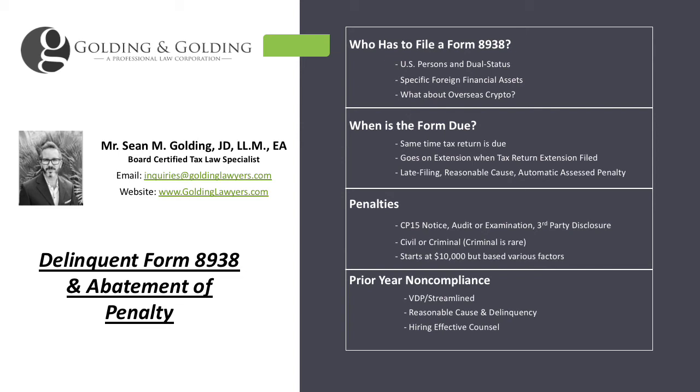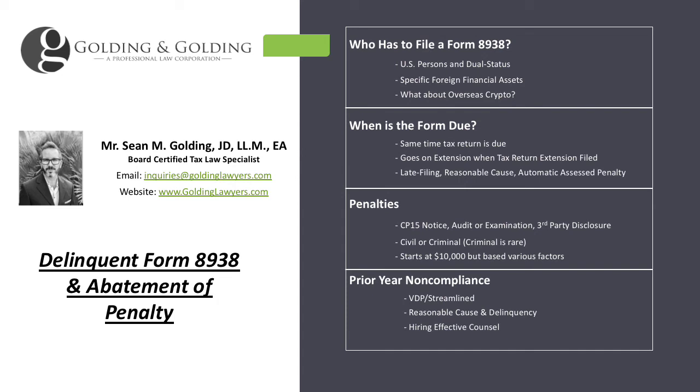Oftentimes a taxpayer will approach us because they didn't file the 8938. They go back to their accountant or their CPA and they just file an 8938 without providing sufficient reasonable cause or without any statement, which is almost a recipe for disaster. So what happens next, right? Oftentimes a taxpayer will contact us because they received what's called a CP15 notice of penalty, or they finished an audit or examination. It may have nothing to do with offshore accounts, but somehow it led into that, and then they ended up getting dinged on the Form 8938.